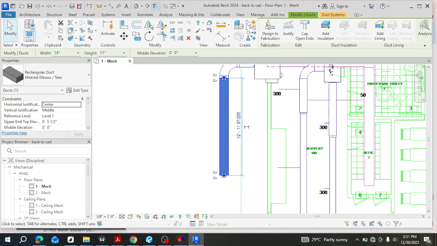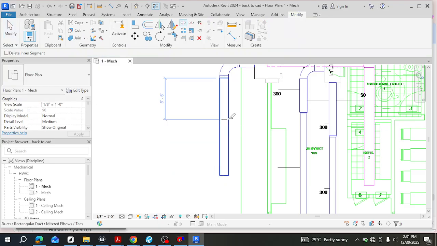Split it. Where is that split? Okay, let's split it. This one I need. So where do you want to split? Okay, somewhere here.